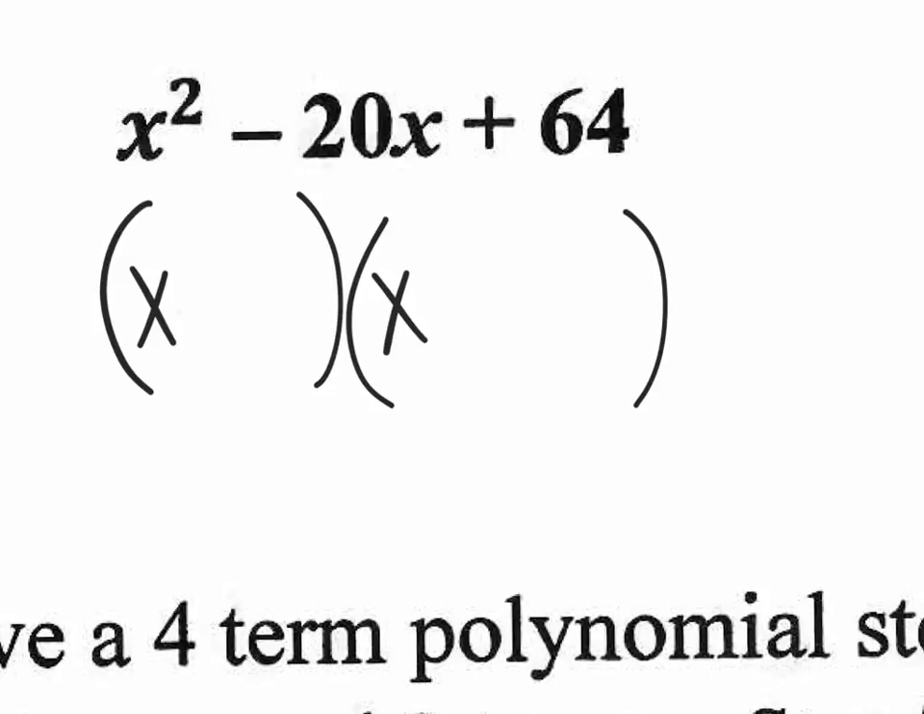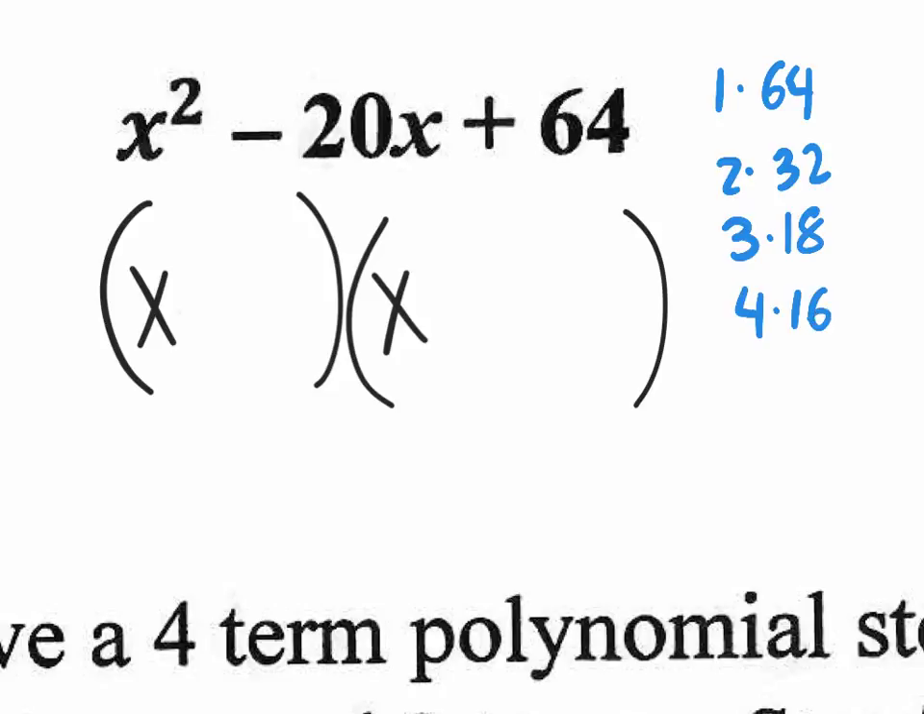Let's make a list. 1 times 64. 2 times 32, 3 times, I believe, 18 on a calculator. If you go 64 divided by 3, you get 18. 4 times, on a calculator, 64 divided by 4, you get 16. And then I could keep going. 5, 6 doesn't work. 7, 8, 8 times 8. Anyway, which pair of numbers combines together to give me negative 20?